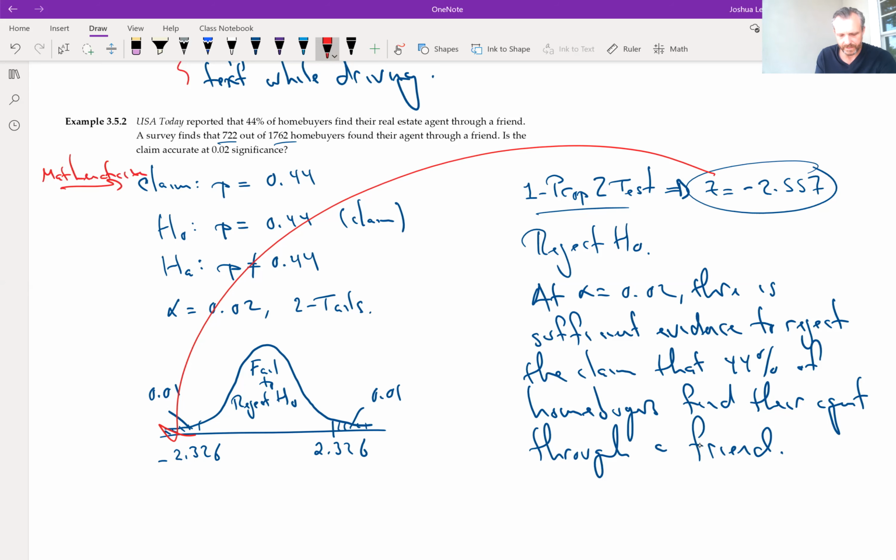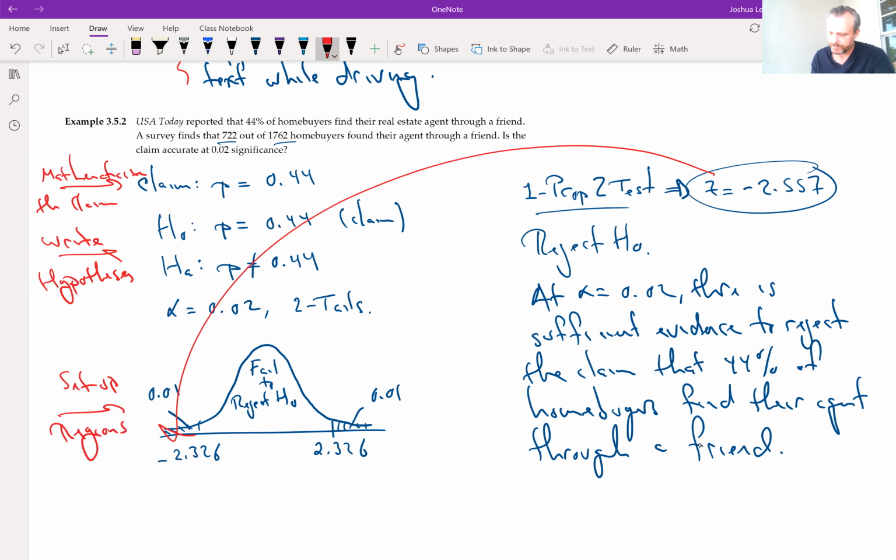Mathematicize the claim. That's my term, mathematicize. And then we write the hypotheses. Then we set up the regions. Then we get the test stat, or standardized test statistic. Then we make a decision about rejection of the null, and then we write a statement. Okay, those are the general components in a hypothesis test.